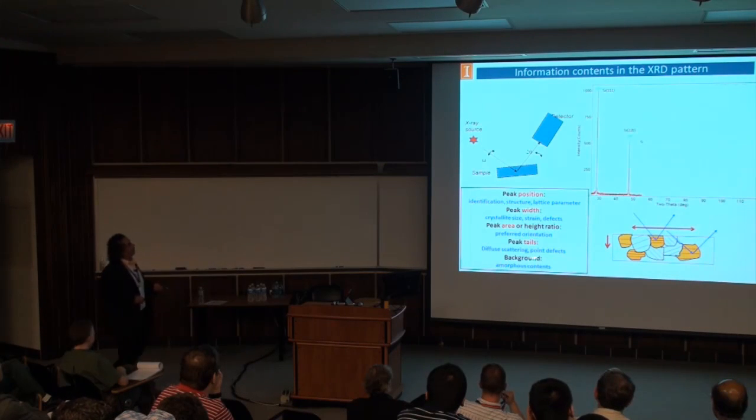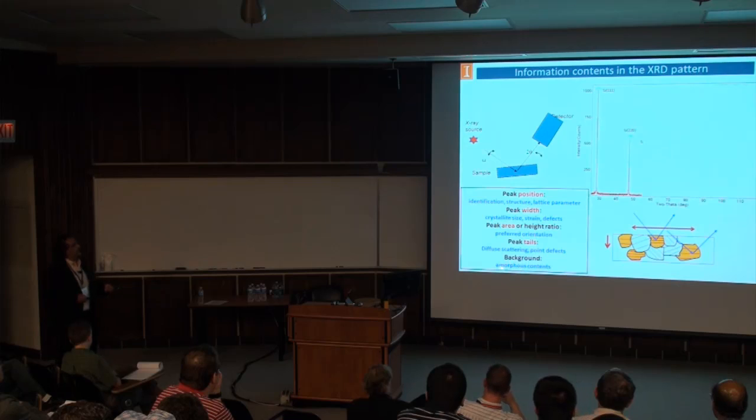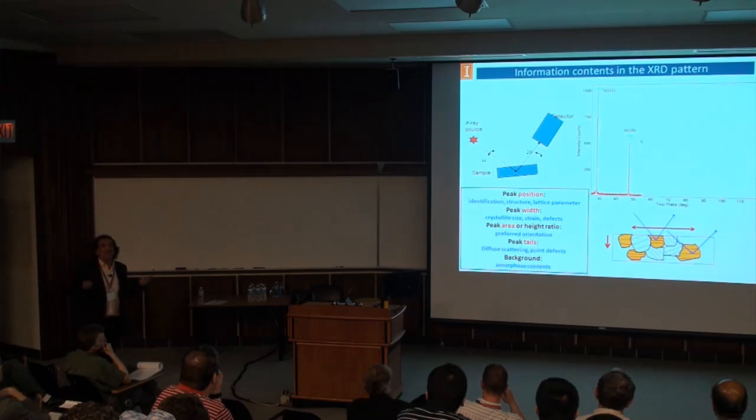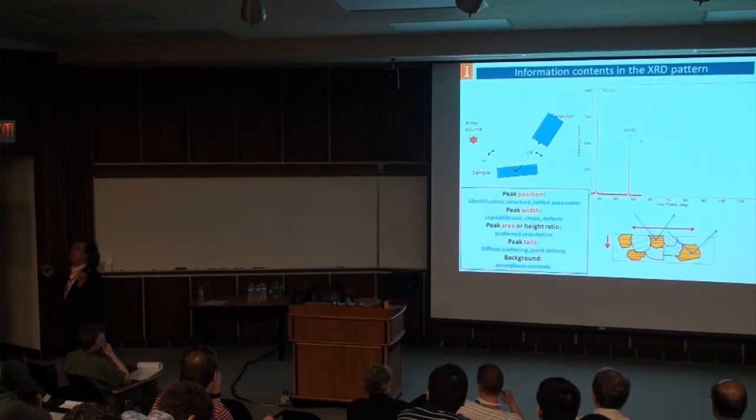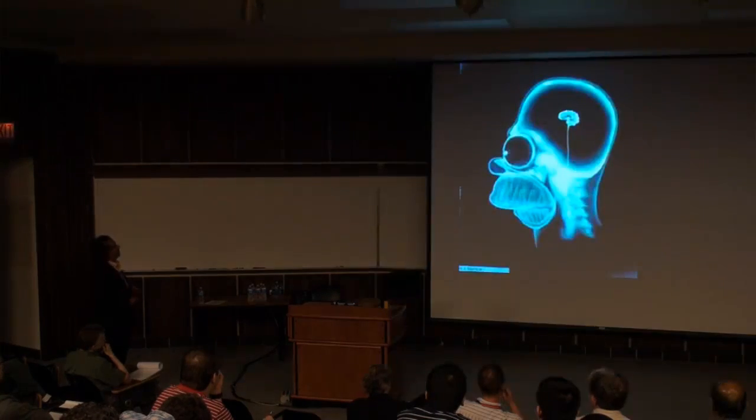Okay, and the background of the data is used to identify amorphous content. We actually use everything in the data. We don't throw anything away. We're kind of an efficient and green technique. We don't waste anything, because sometimes we don't have too much.